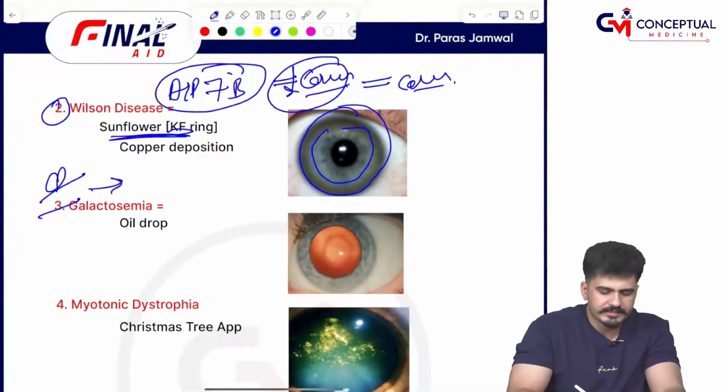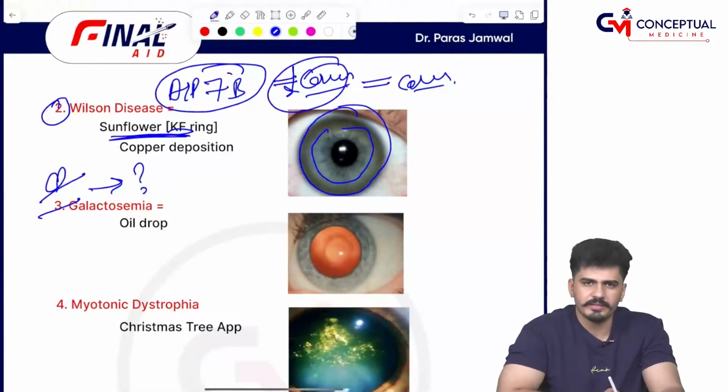Galactosemia, from yesterday's class, can you tell me which enzyme deficiency we are talking about in galactosemia, my dear friends?